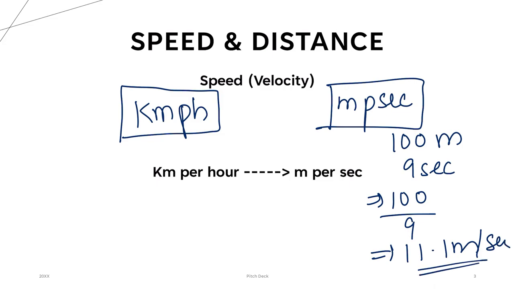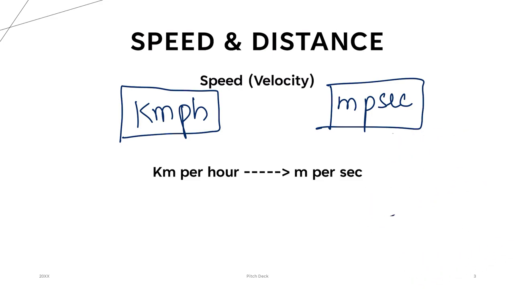Now, many times they will give you distance in meters, time in hours, and speed in kilometers per hour. So the units could change. You should know how to convert kilometers per hour to meters per second and vice versa, right? To convert kilometers per hour, suppose 1 kilometer per hour, hour will go in the denominator. To convert into meters per second, how do we convert kilometers into meters?